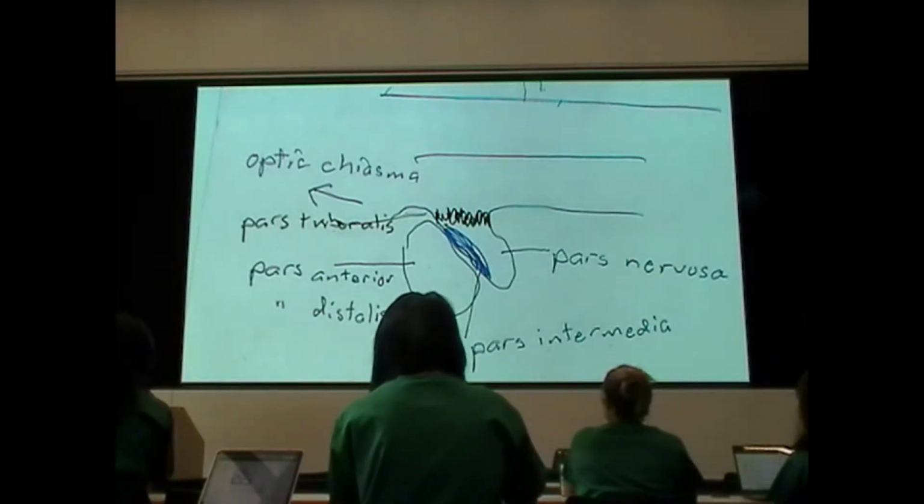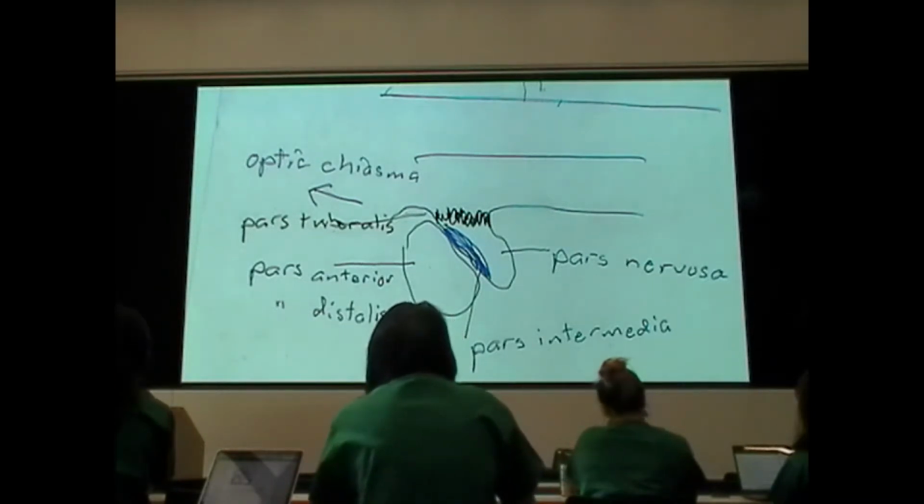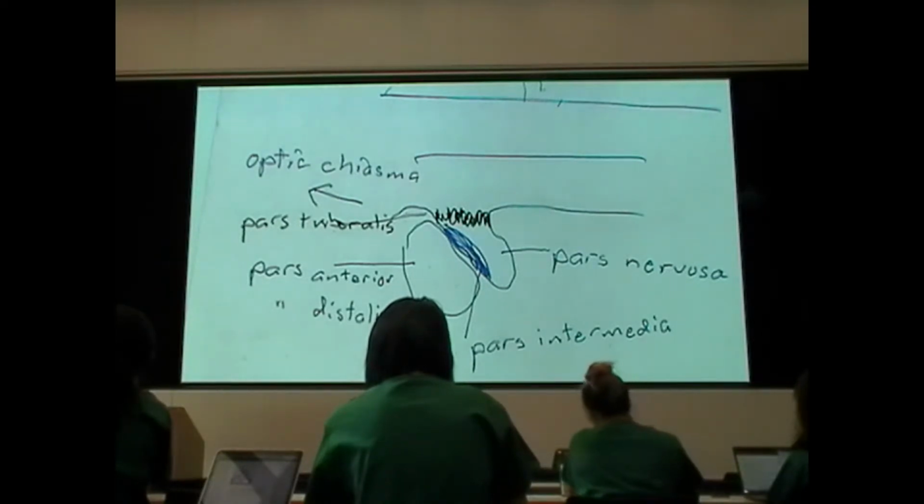Okay, this not being a course in endocrinology per se, just let me tell you about the hormones that are made in the adeno, that is the front part of the pituitary. First of all, there's growth hormone. Growth hormone is involved in the growth of bones throughout the body.